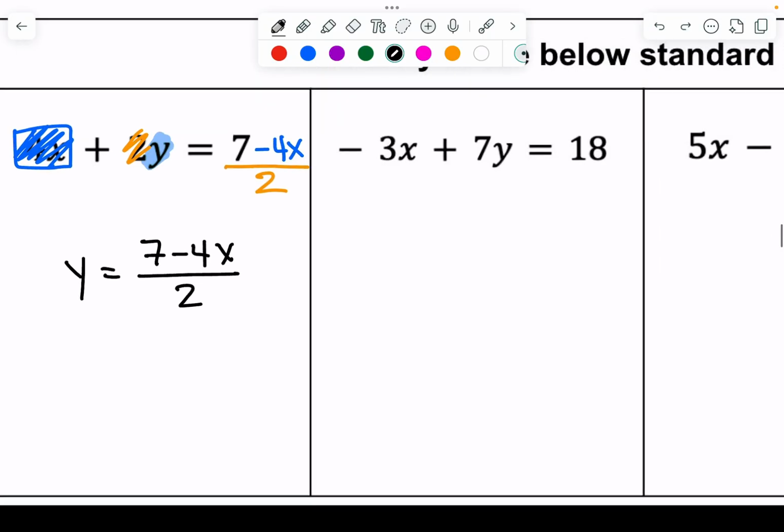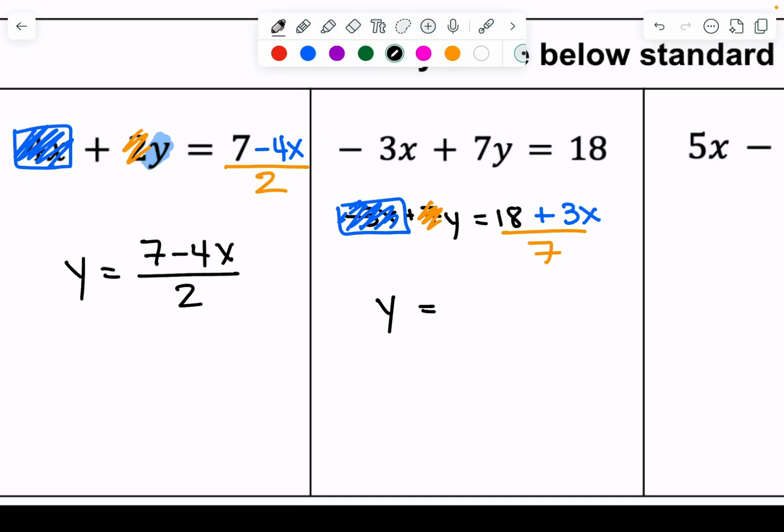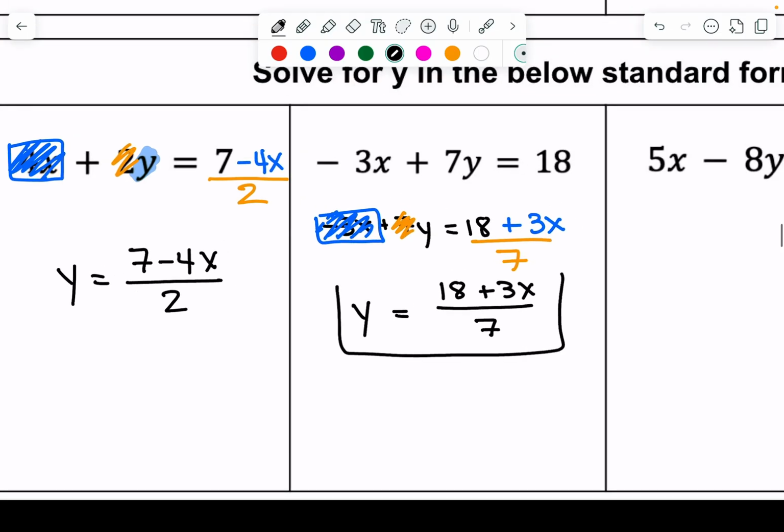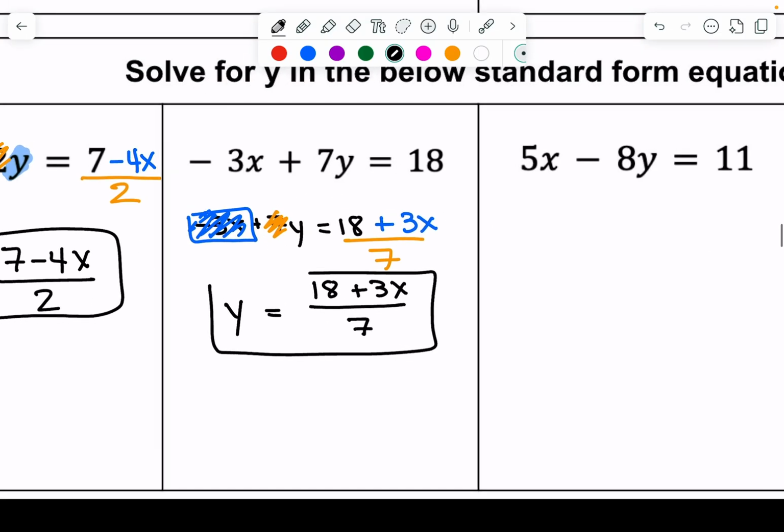So let's try this again. I'm going to write it down here because I need a little bit more space. So what I have here is I want the y by itself, so I want to get rid of the x first. So I have negative 3x. The opposite of negative 3x is positive 3x. Now, I want to get rid of the 7 in front of my y. If it's attached to my y, I'm going to divide by 7 and then get rid of it. So my answer I would put in Desmos is y equals 18 plus 3x all over 7. That is what we're doing.